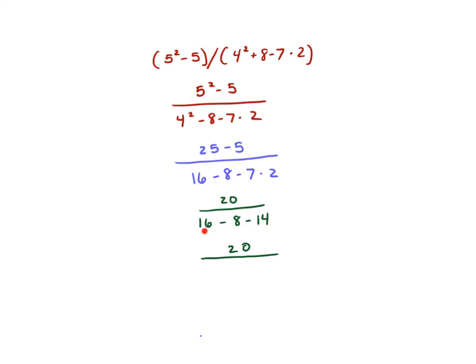Let's do this all together here. 16 take away 8 is 8. And 8 minus 14 is negative 6. And then finally I can do my division. Well, 20 is not divisible by 6, but it can be simplified. Both divisible by 2. So I can write it as 10 over negative 3, or negative 10 thirds. And so I'm done right there. Hopefully these will get you warmed up in remembering order of operations and how to use PEMDAS. Example, that was it.